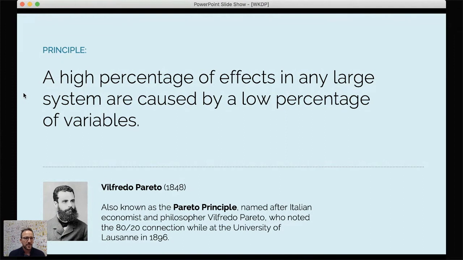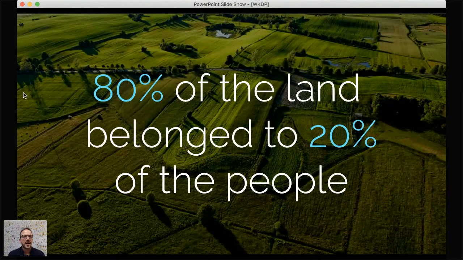This is also known, by the way, as the Pareto principle, named after Italian economist and philosopher Vilfredo Pareto, who noticed this back in the end of the 19th century. And the observation for Pareto started off by actually looking at the distribution of land in Italy. And Pareto noticed that roughly 80% of the land in Italy belonged to 20% of the people. And he investigated further on how this law actually applied in many other areas.